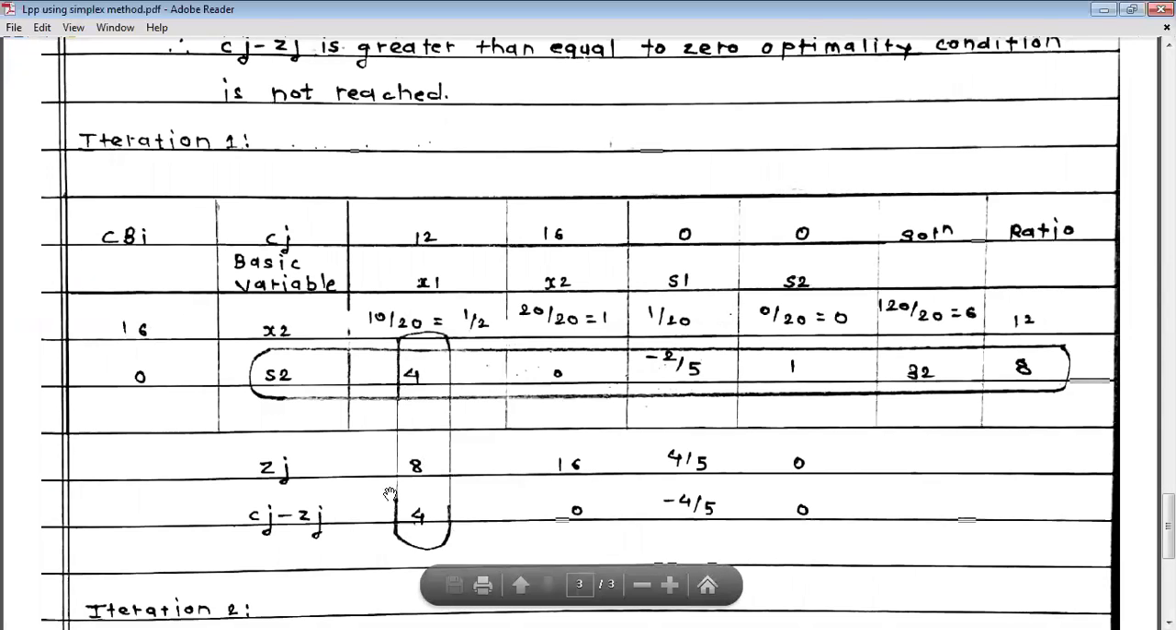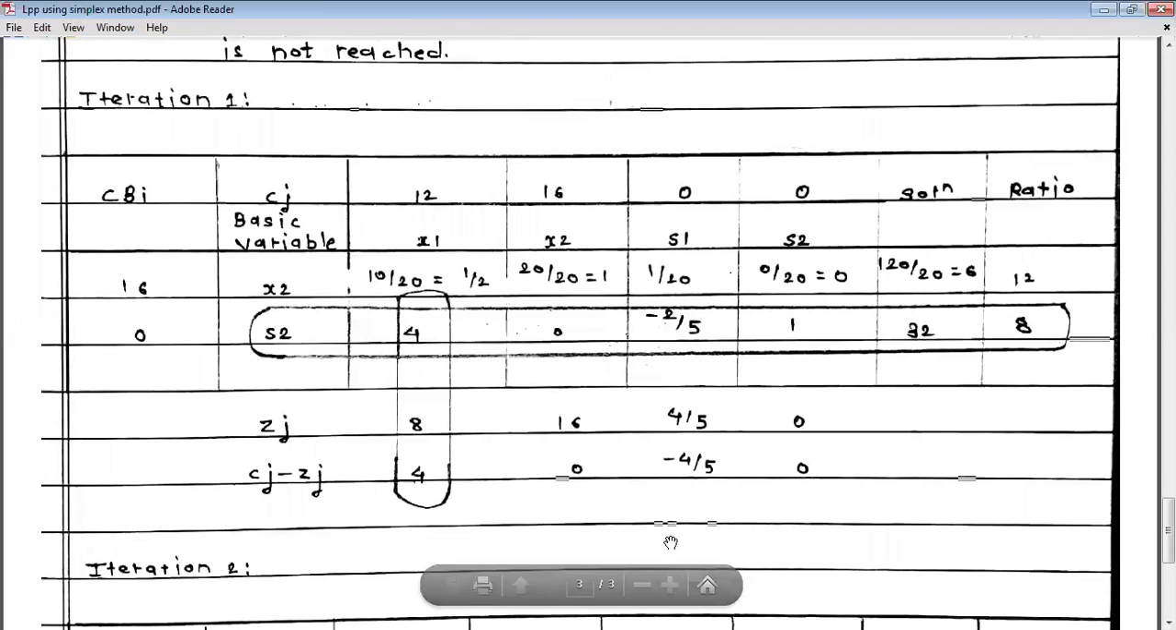Now we'll be calculating Cj minus Zj. 12 minus 4 is 8. 16 minus 0 is 16. 0 minus minus 2 by 5, that will be plus 2 by 5. Okay, sorry, 0 minus 4 by 5 will be minus 4 by 5, and 0 minus 0 will be 0.